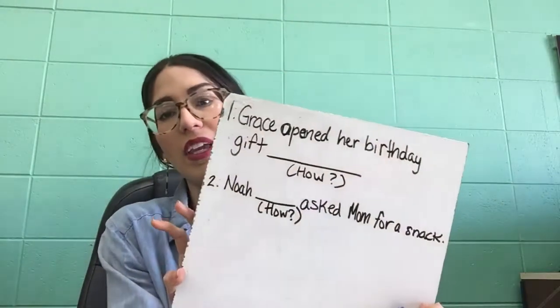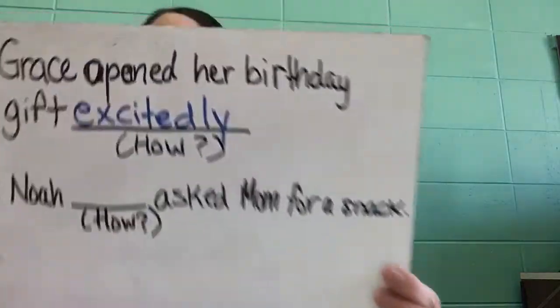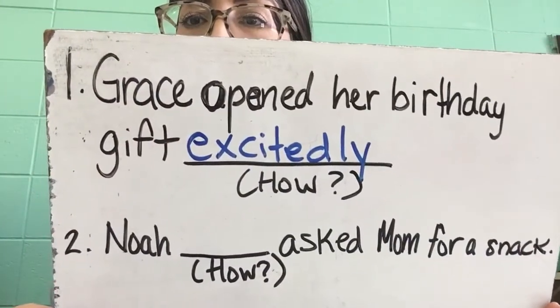Can anyone think of how someone can open a birthday gift? I can think of one. So think as if it's your birthday. How can you open a birthday gift? So Grace opened her birthday gift. How? Excitedly, maybe? So we'll write excitedly on the line here. Grace opened her birthday gift excitedly. So that is one adverb you can think, and then if there's another one you can think of, then that's fine. Go ahead and write it down.